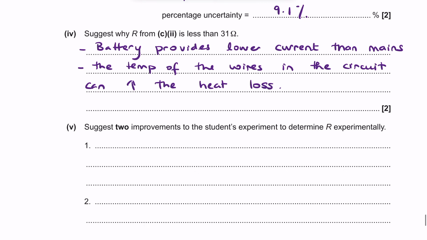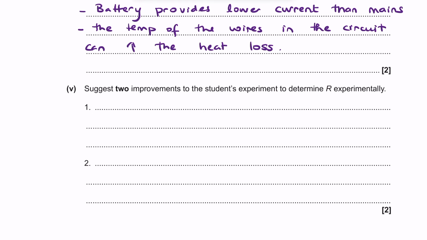Next question, number 5. Suggest 2 improvements to the student's experiment to determine R experimentally. So one of the improvements is that the student could use a variable resistor, or a variable power supply, so that it's easier for the student to alter the current passing through, and therefore obtain a graph of V against I. And so using the gradient of the graph, you can measure the resistance, okay, so that's what I would suggest.